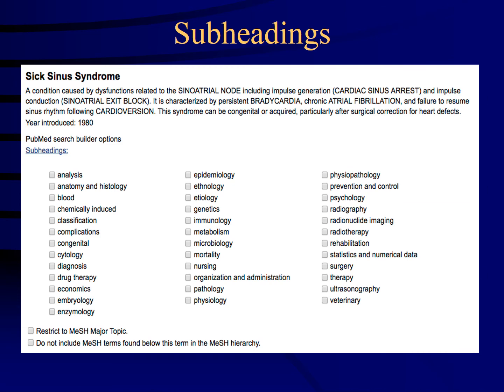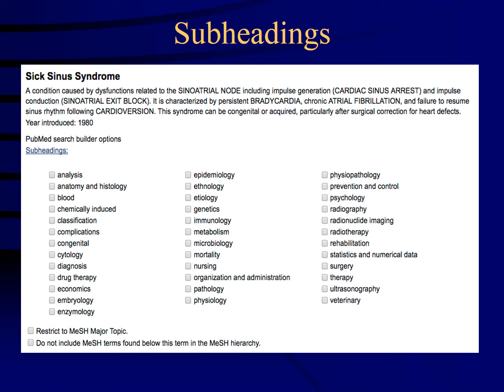So here's the record for sick sinus syndrome. And you can see first is a definition. Sick sinus syndrome is a condition caused by dysfunctions related to the sinoatrial node. You can also see the year this was introduced as a MeSH term. It was introduced in 1980.